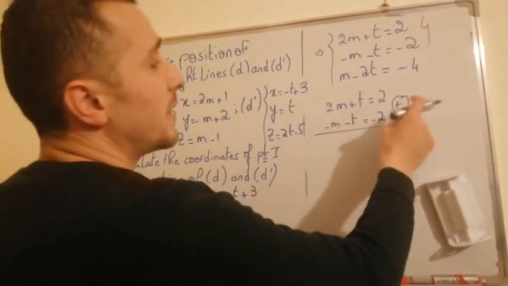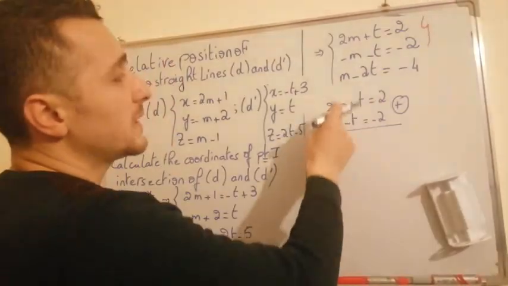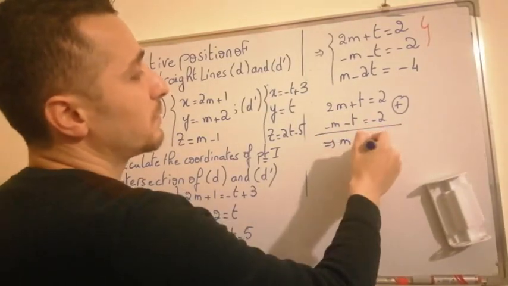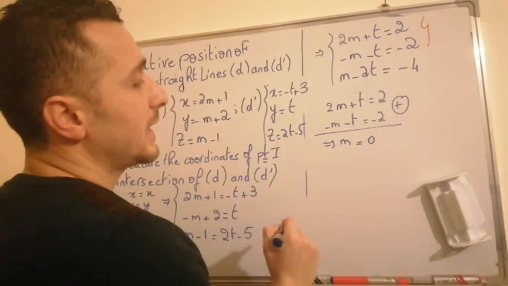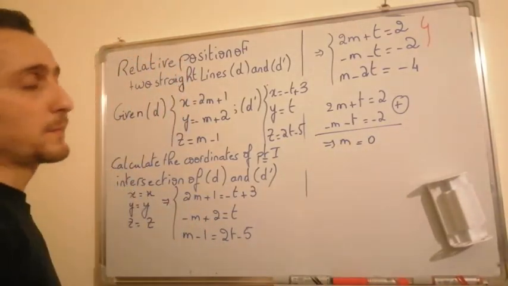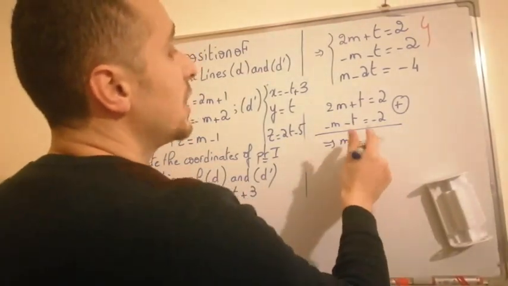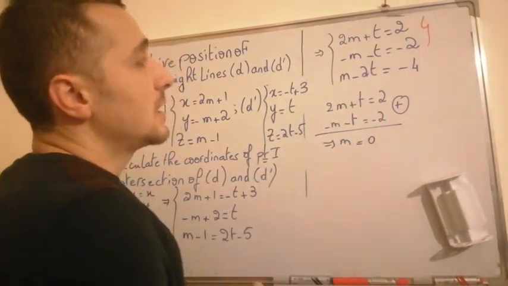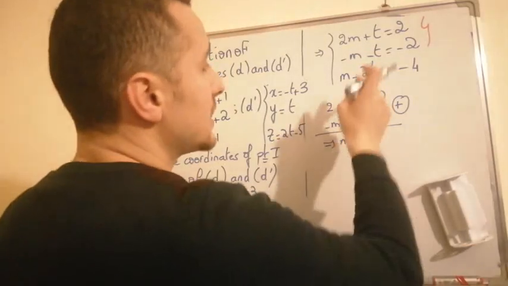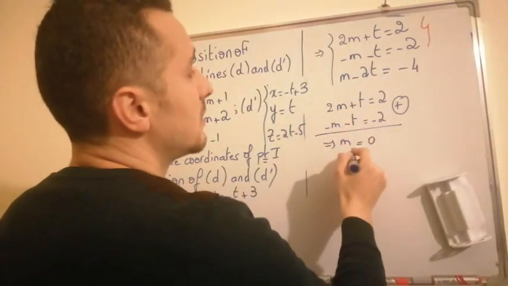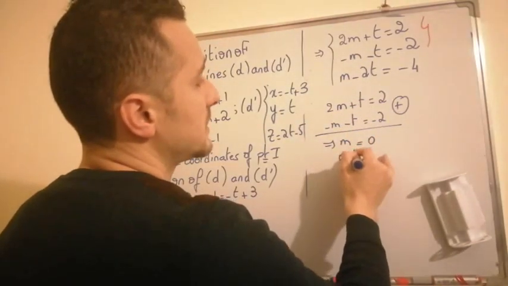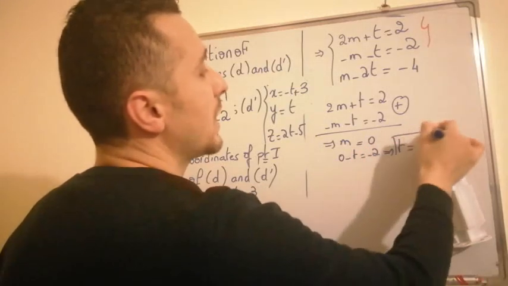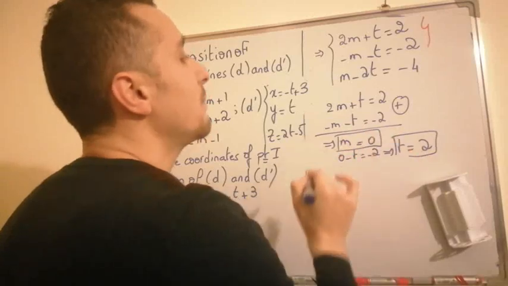Okay? By adding these two equations, we obtain 2m minus m, it's m, equals 2 minus 2, it's 0. Okay? m equals 0. If we replace m by 0 in any equation, let's work with the second one. 0 minus t equals minus 2, so t equals 2. Now we have the values of m and t.